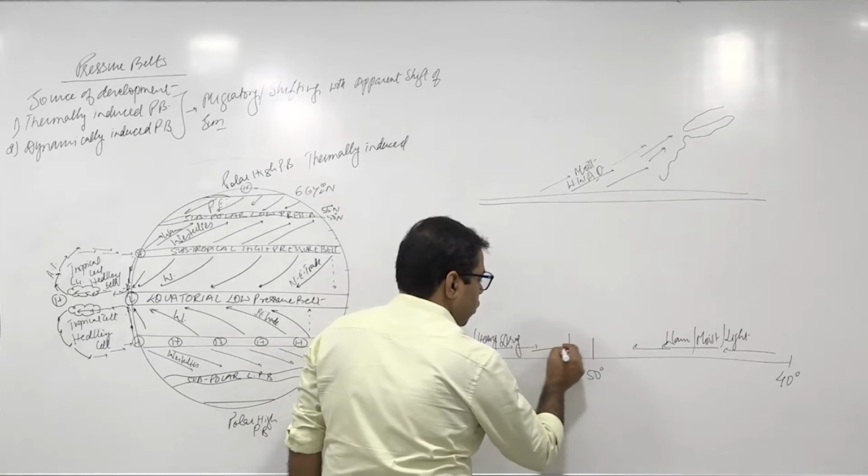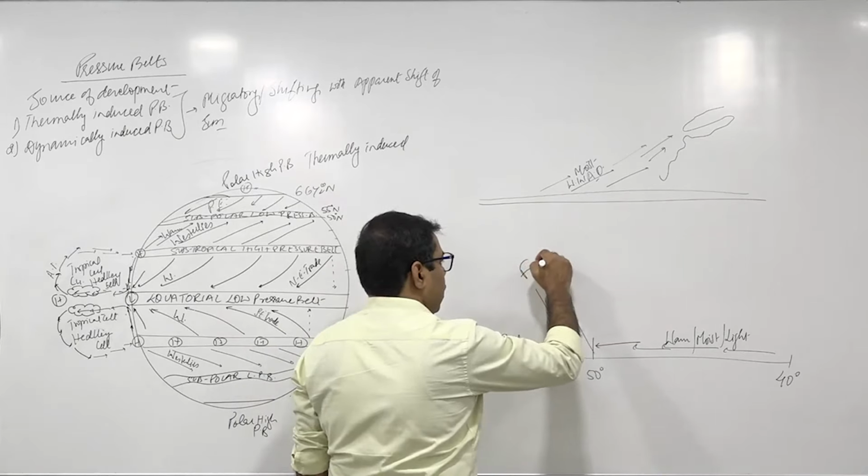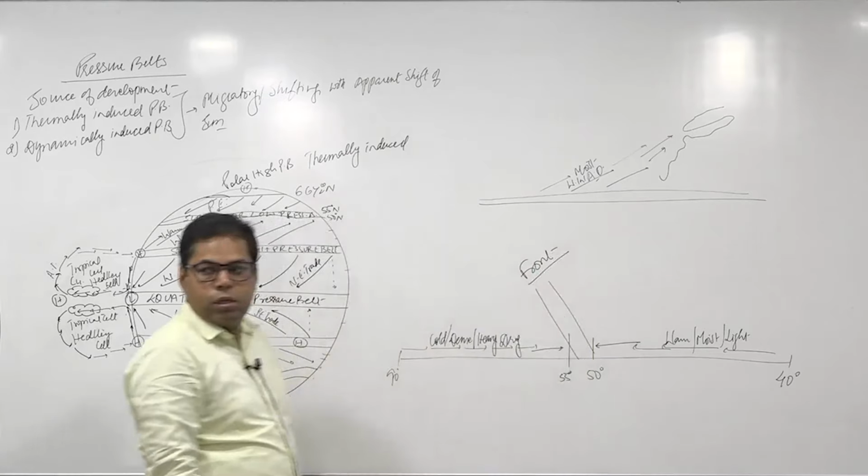So क्या होगा? This warm and cold, they will converge. So this situation is called front. समझ में आ गया?